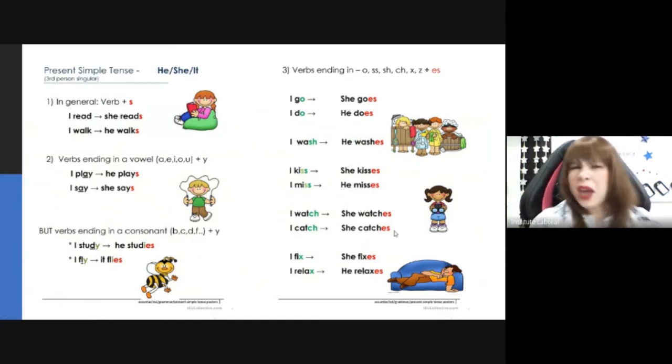But you say, why do we need to add an extra syllable in those cases? It's because of pronunciation. Yes, to give more fluency to the pronunciation of the words. It's very difficult to say double, triple S. So we need an extra syllable for pronunciation purposes.